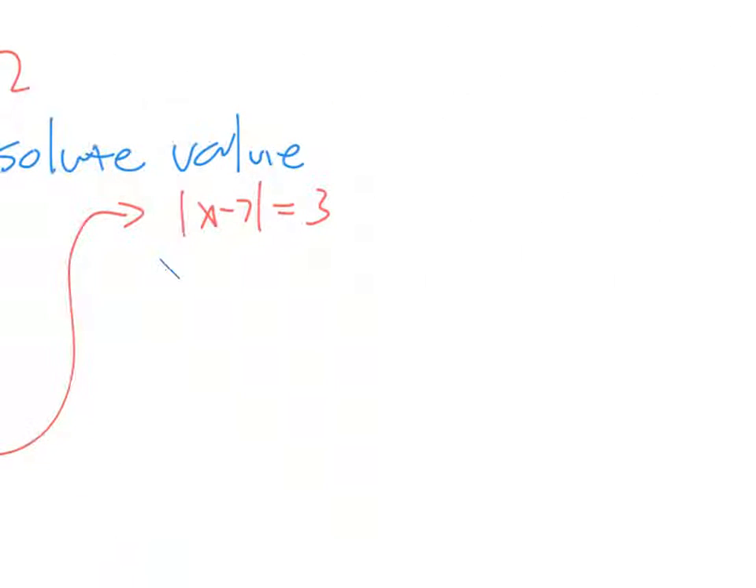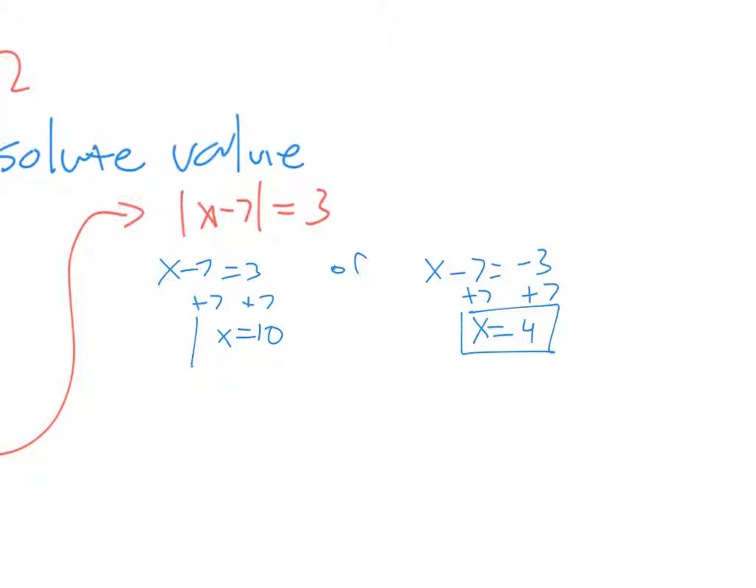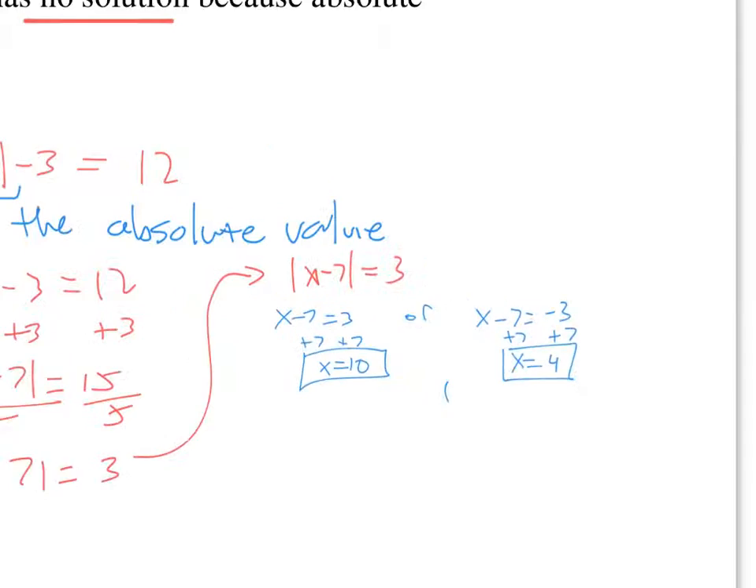We need to make two equations. x minus 7 equals 3, or x minus 7 equals negative 3. Add 7, and x equals 10. Add 7, and x equals 4. Two answers. Let's check them out real quickly here.